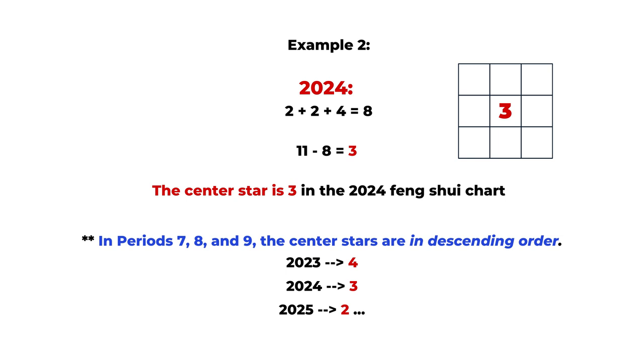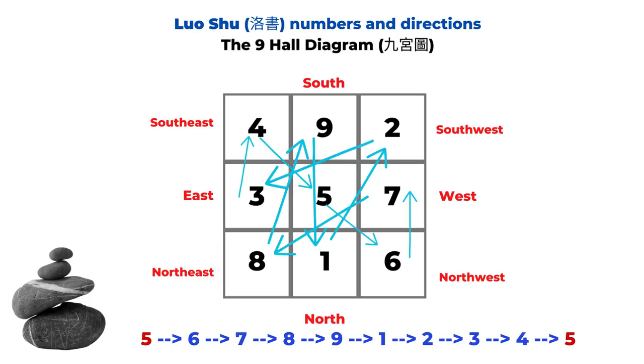And now you can see it's in descending order. In 2023, we have number 4. In 2024, we have number 3. And then 2025, it will be number 2. Because we are in the last 60 years of the 180-year cycle, the center star will be in descending order. And once we figure out the center star, we can just follow the Luo Shu square star's flying direction.